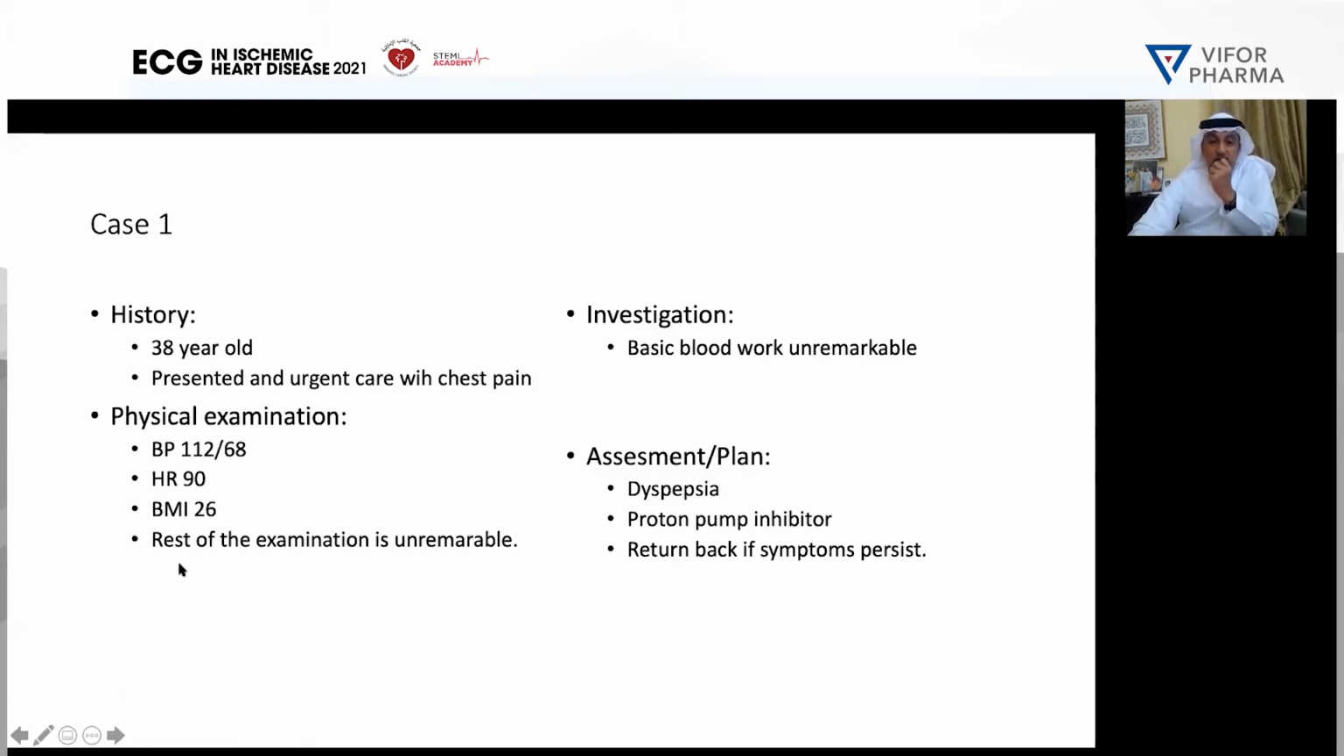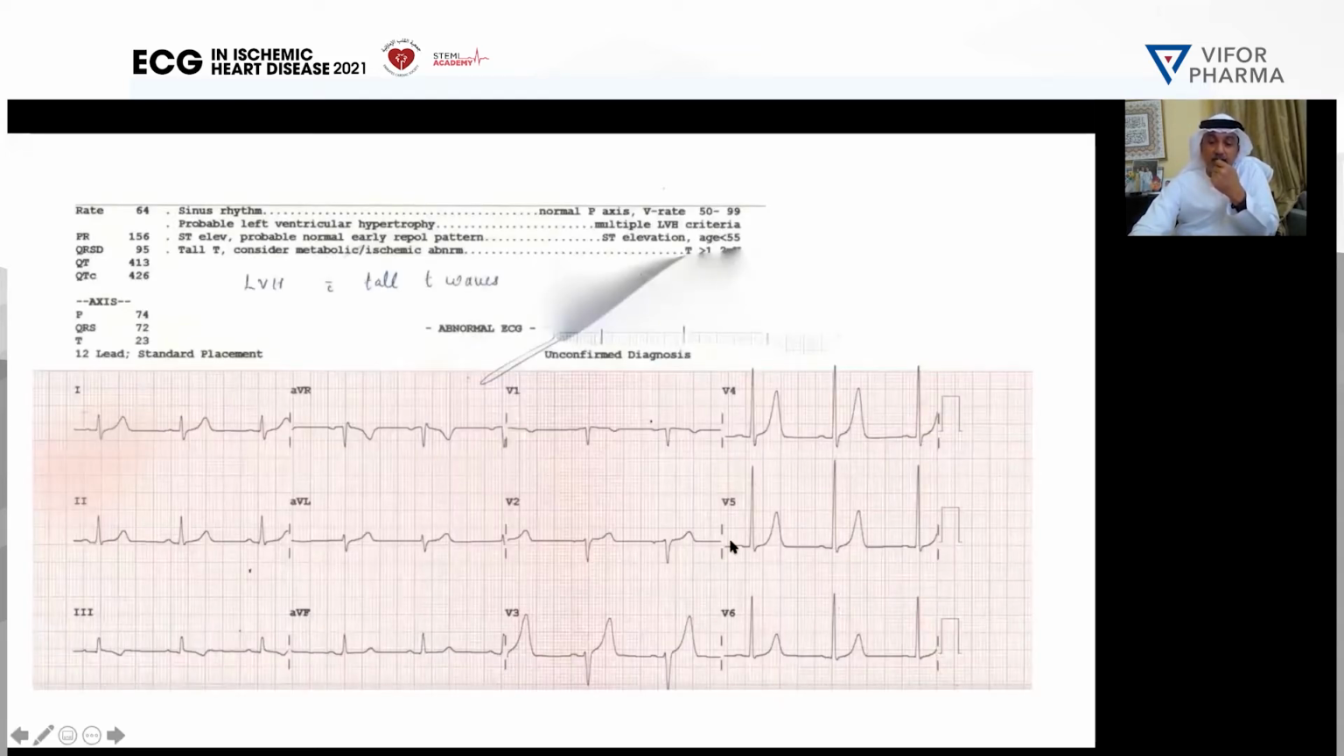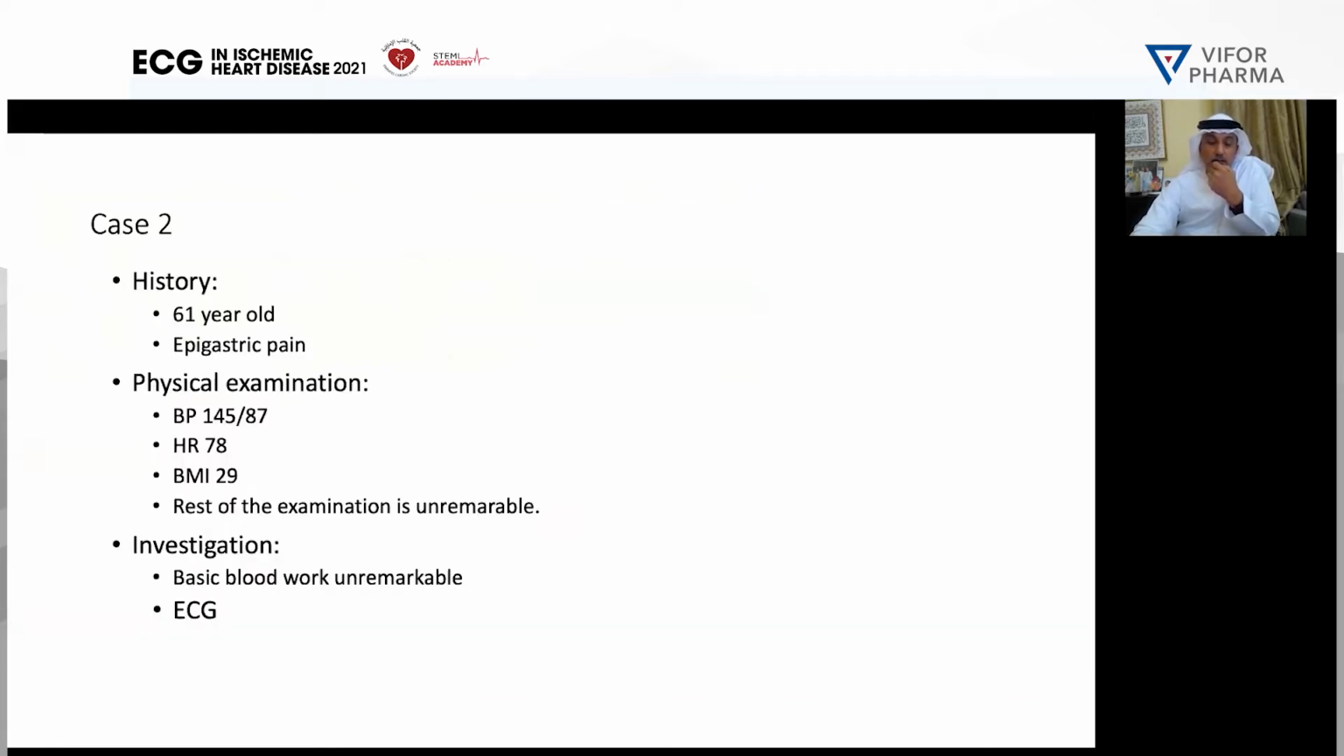Now, look at this case, just to give you a flavor of what can happen when an ECG is not read properly. A 38-year-old, so young person, with chest pain. Physical exam is unremarkable, and his basic blood work was not remarkable, and the chest pain was thought to be epigastric or reflux. The patient was treated as reflux, and this is his ECG. The ECG is suggestive but not clearly diagnostic of a STEMI. Unfortunately, the patient was discharged home to see a cardiologist on follow-up, and he died after discharge from the clinic.